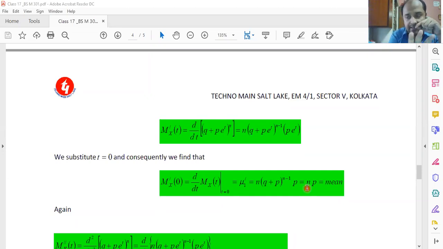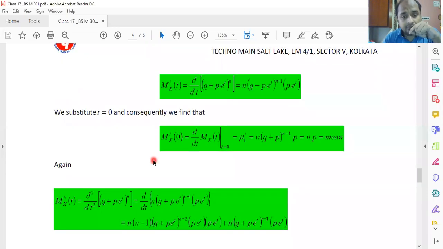Now see, this is happening right now. My prediction is all correct. Now one statistical parameter has been extracted out. What is the other statistical parameter? That is variance.